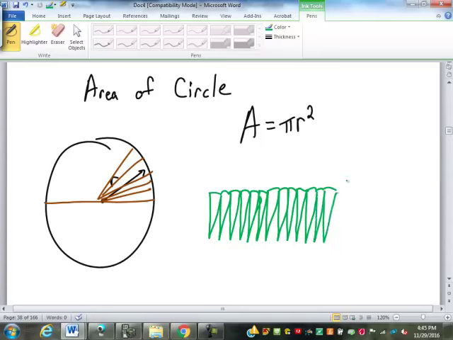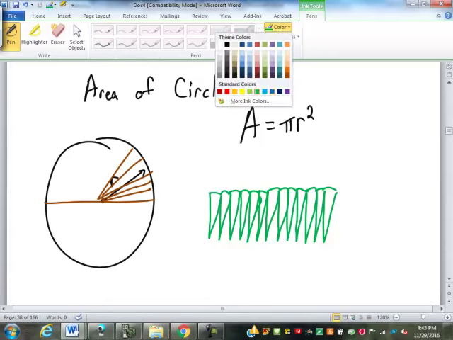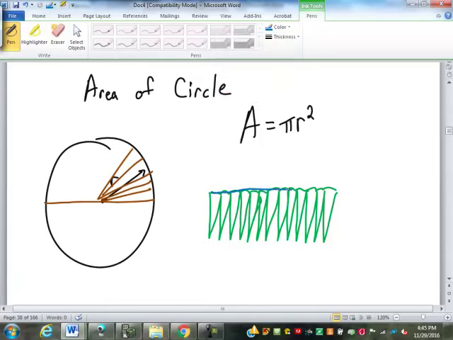So I fan them all out like that. This distance across here, if I cut them thin enough, is just equal to halfway around the circle, right? That's pi times the radius, half the circumference. Now I'm going to take the other half a circle and cut it in equally thin wedges. And if I fan those out, they should actually fit perfectly into the gaps here.